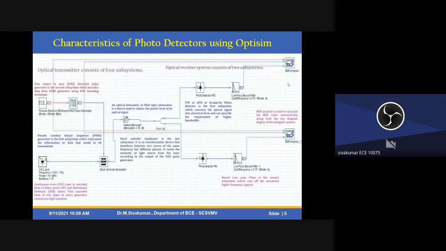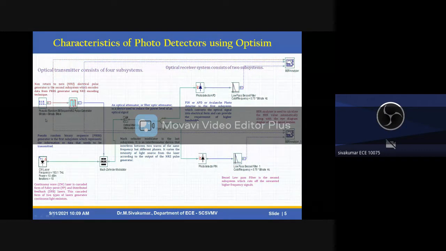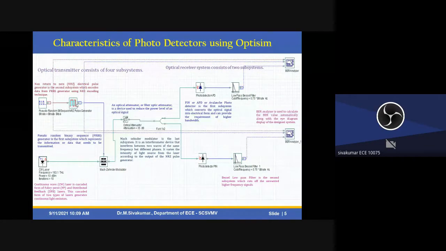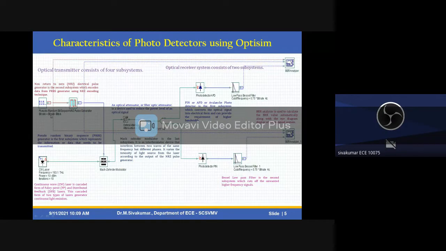photodetector gain. Here, this portion has an optical transmitter consisting of 4 subsystems. What are the 4 subsystems? The first one is a pseudo random bit sequence generator, and the second one is a pulse generator. In this design we are taking an NRZ pulse generator. The pseudo random bit sequence generator is the first subsystem, which represents the information or data that needs to be transmitted. Then the output of the PRBS generator is applied to the NRZ pulse generator.